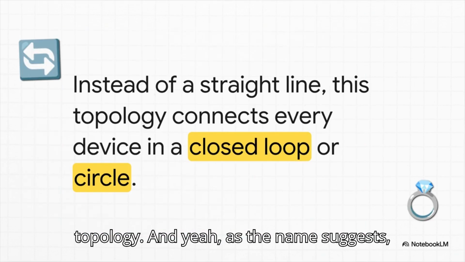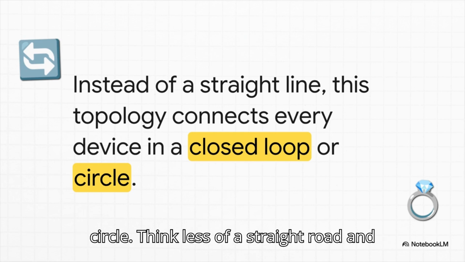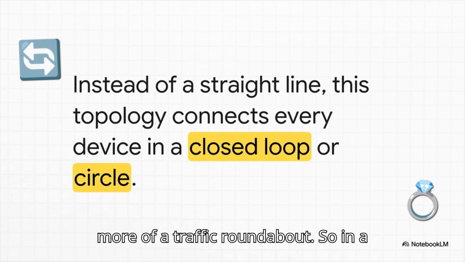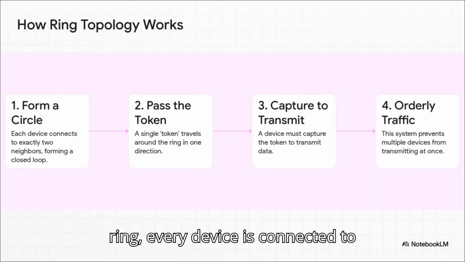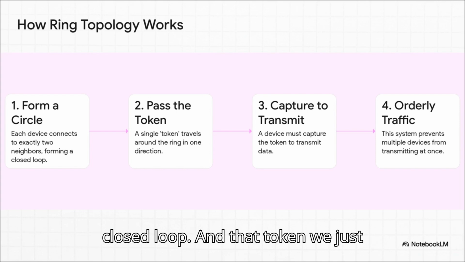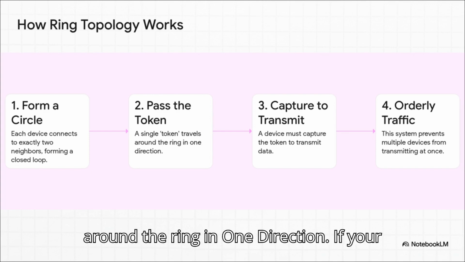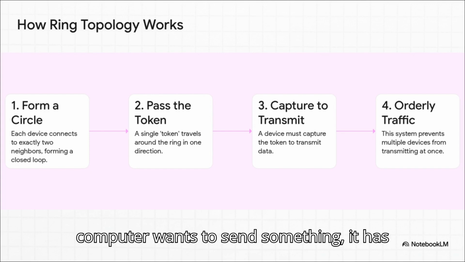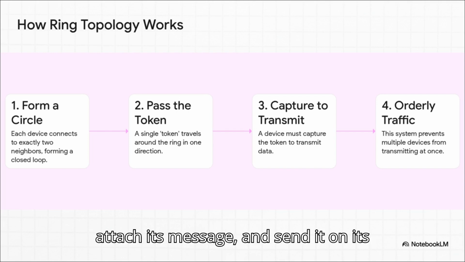And yeah, as the name suggests, this one connects everything in a big circle. Think less of a straight road and more of a traffic roundabout. So in a ring, every device is connected to exactly 2 others, forming this perfect closed loop. And that token we just talked about, it's constantly flying around the ring in one direction. If your computer wants to send something, it has to wait, grab the token as it passes by, attach its message, and send it on its way.